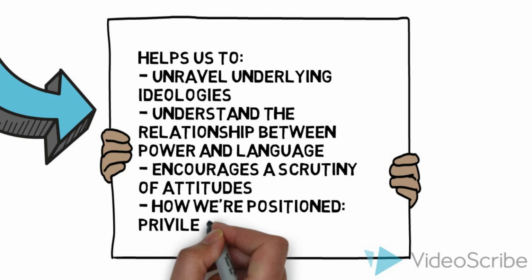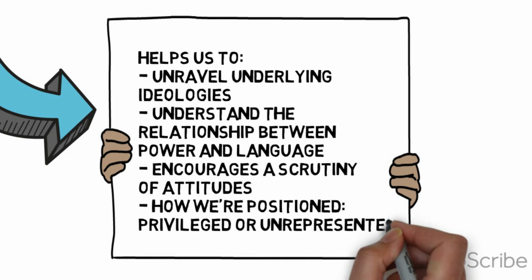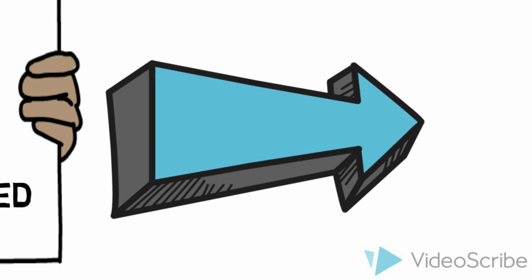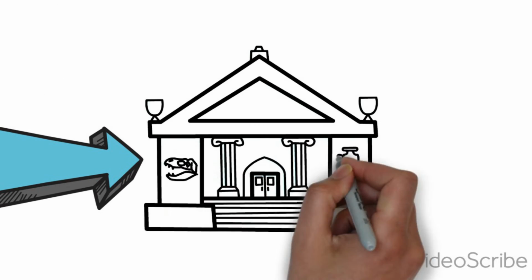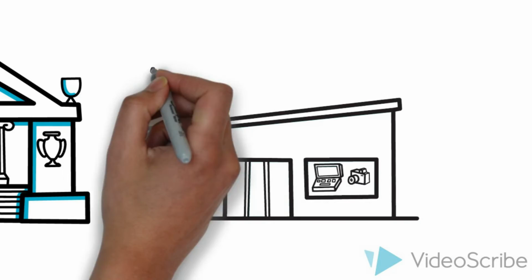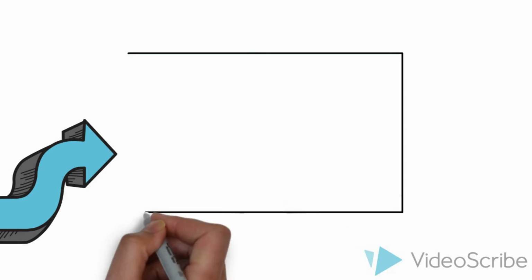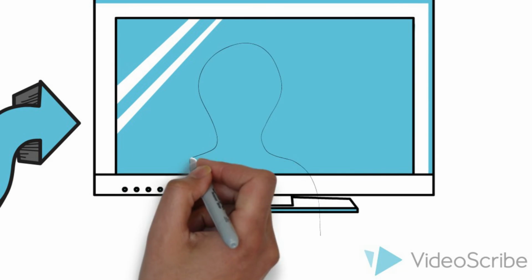And it helps understand how one may be positioned in relation to the text, as in, is the position privileged or unrepresented? Critical media literacy extends the critical literacy approach to include the various forms of mass media, popular culture, and new technologies. It seeks to critically examine the relationship between media and its audiences and understand the exchange of information and the power play.